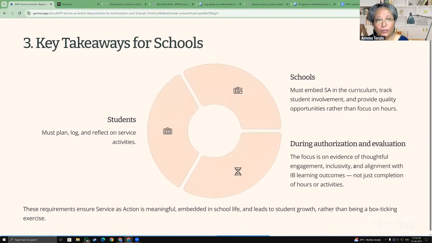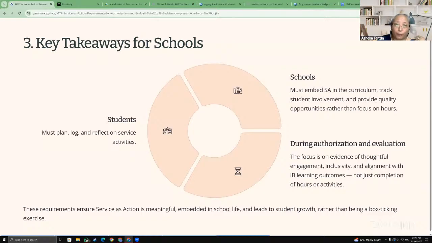So yes, what are the key takeaways for schools? That school must embed services action in the curriculum. It's a requirement. There has to be some way by which you can track the student involvement. Okay, and you are required to provide quality opportunities for the students to participate in services action. What must the students do? The students must plan, they should log, and they should reflect on their service activities.